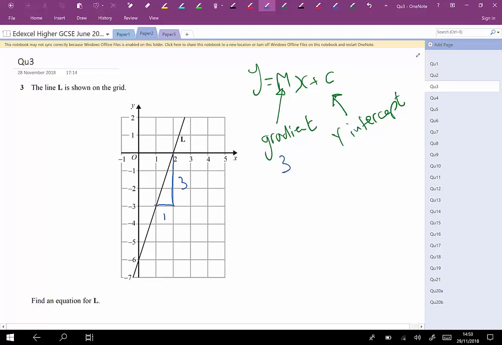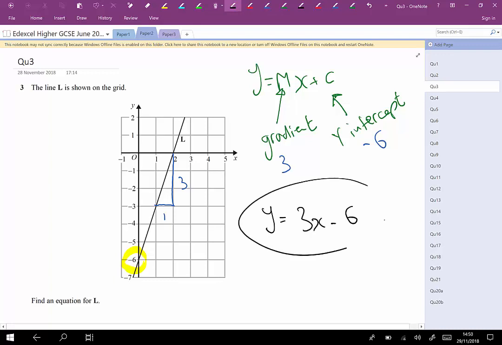Okay? What's the y-intercept here then? Minus 6. There's our y-intercept down there. So with that information, we can then write down our equation of the line. Y equals 3x minus 6.